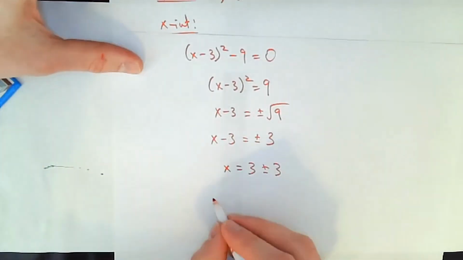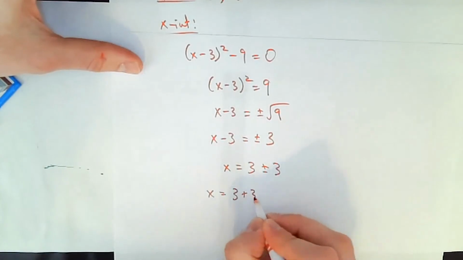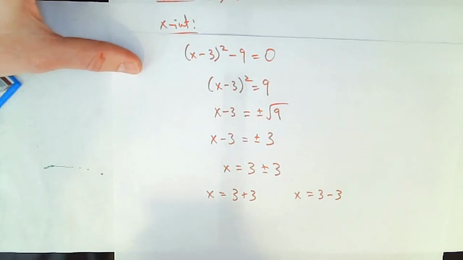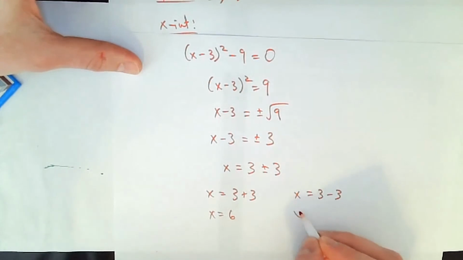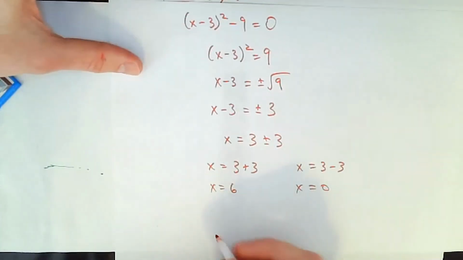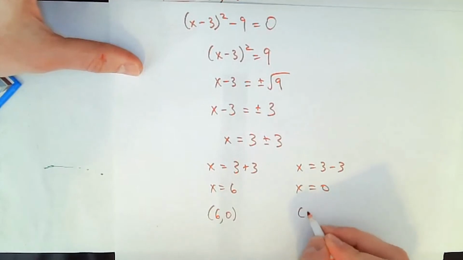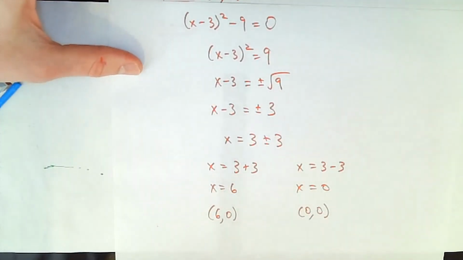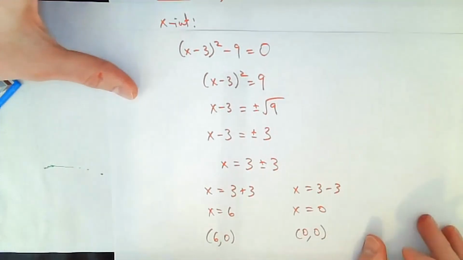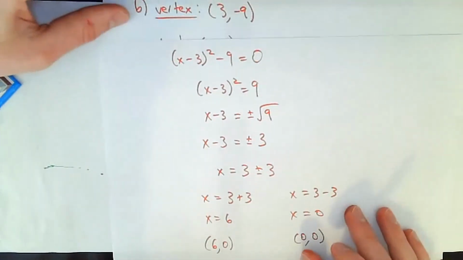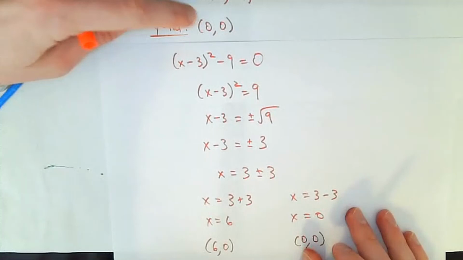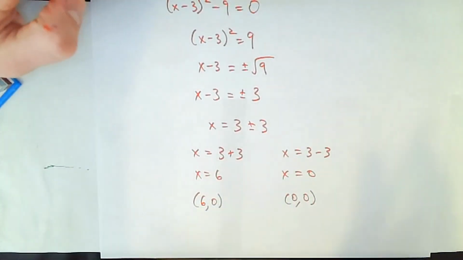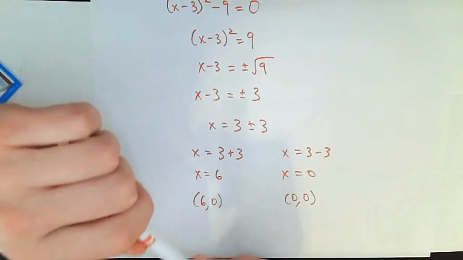Now, I can finish this all the way. I have x equals 3 plus 3, or x equals 3 minus 3. X equals 6, or x equals 0. So my two x-intercepts are 6, 0, and there's the one that I said should appear, 0, 0. So there's my x-intercepts. I will let you guys graph this one with the vertex, 3, -9, the y-intercept going through the origin, and then the extra x-intercept at 6, 0.